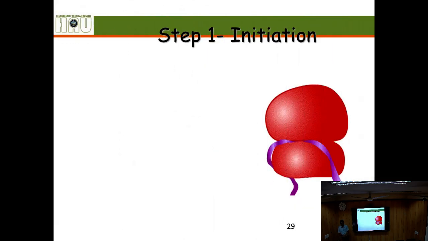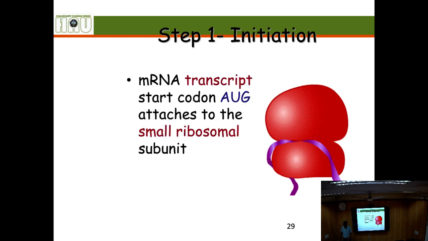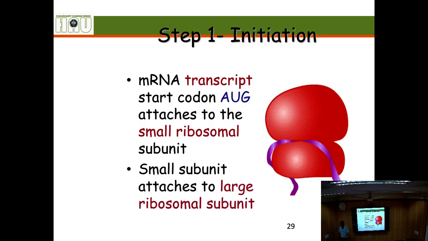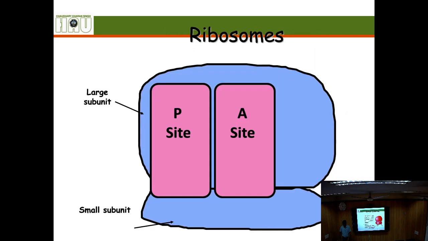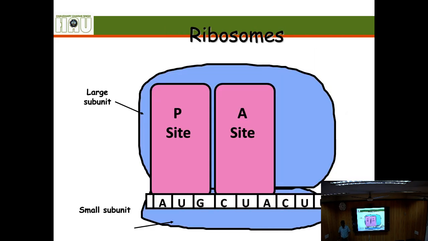The first step of translation is the initiation of protein synthesis. The mRNA transcript with the start codon AUG attaches to the small ribosomal subunit, and then the large subunit attaches to the small subunit. That forms an initiation complex. This shows the mRNA molecule coming to the small subunit, attaching to it, and then the large subunit attaching to the small subunit to make an initiation complex.